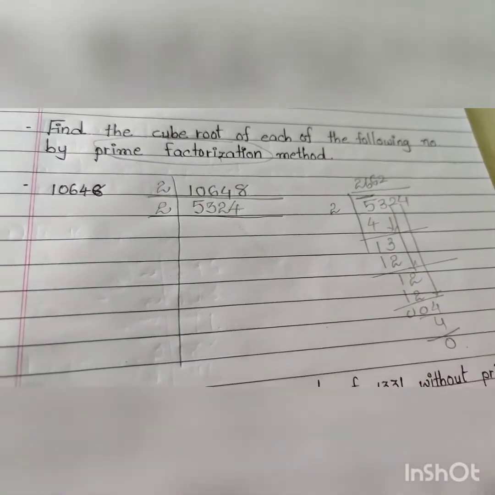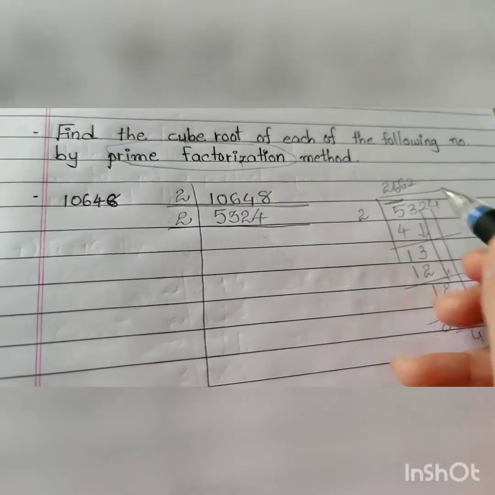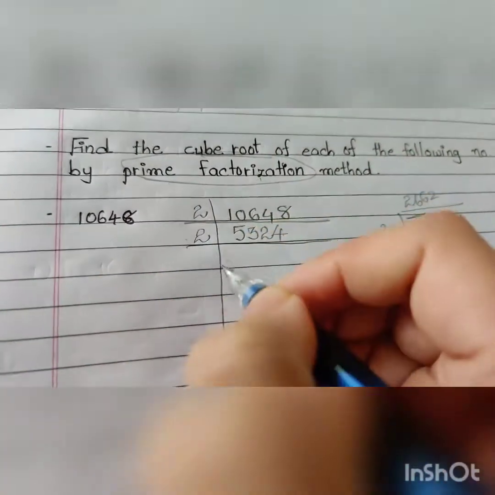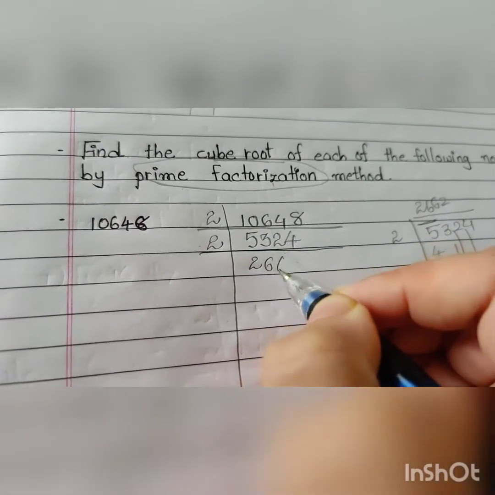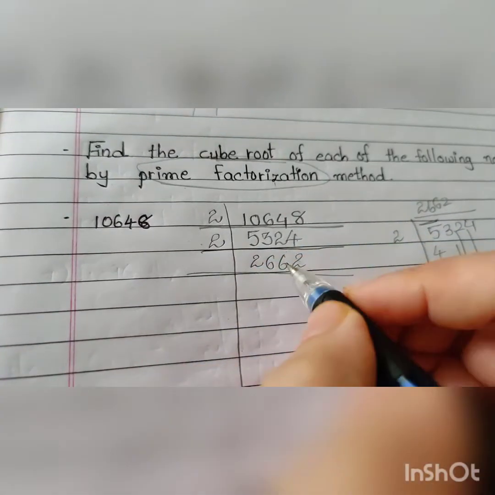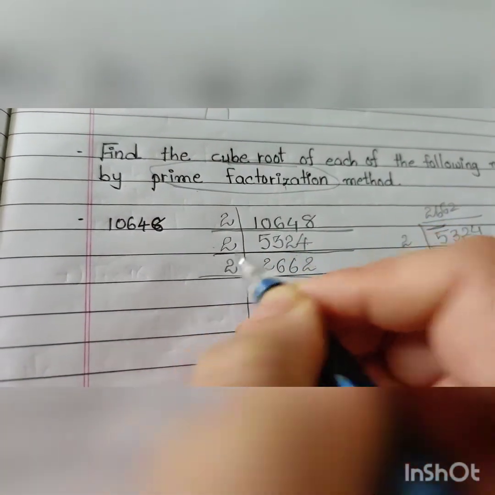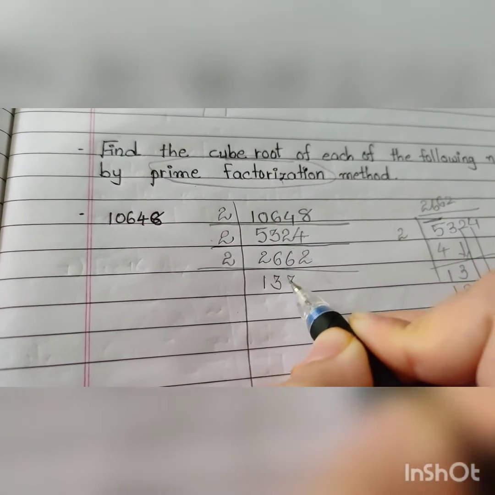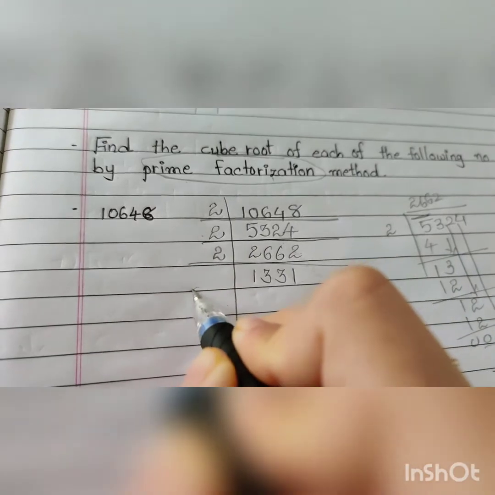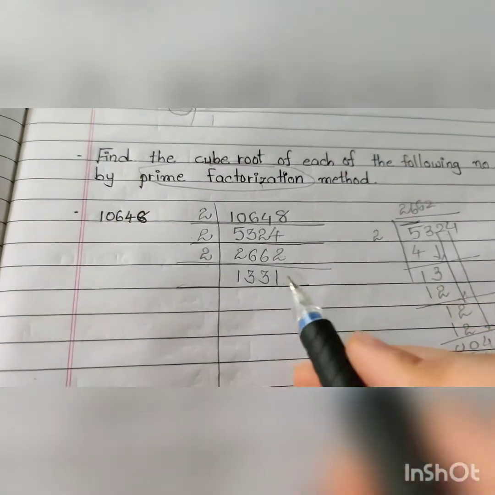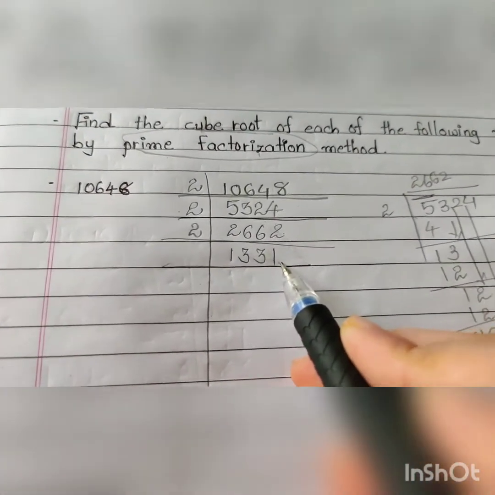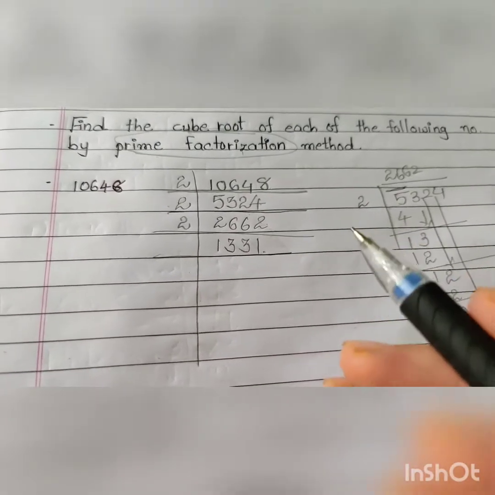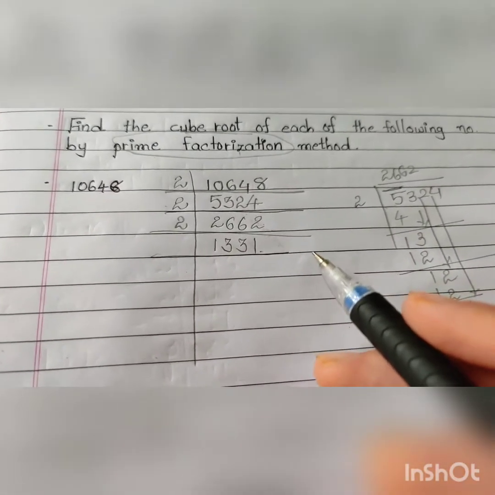Here we got 0, means 2 6 6 2. Now again this is even, so we can continue with 2. 2 1s are 2, 2 3s are 6, 2 3s are 6 and 2 1s are 2. Now this is not divisible by 2, so we can go with another prime number, that is 3.